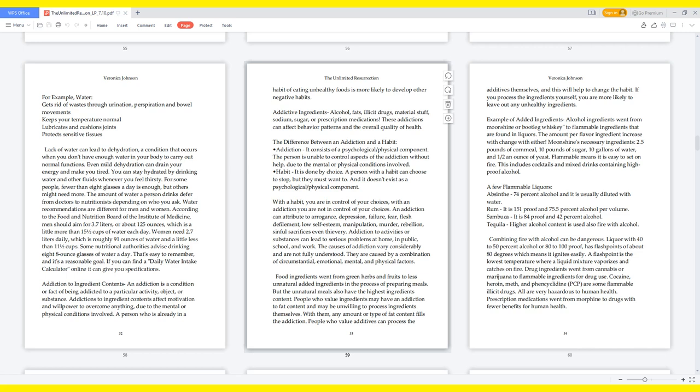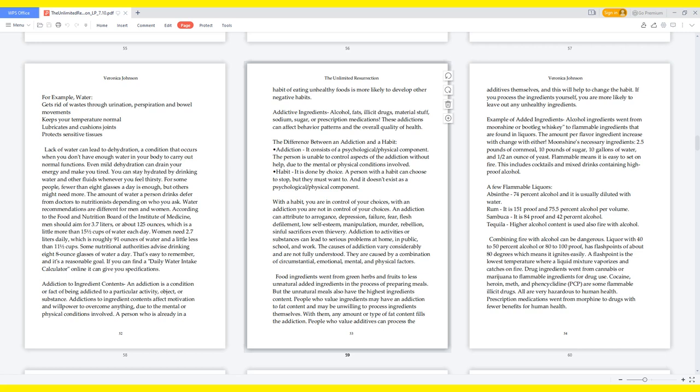This includes cocktails and mixed drinks containing high-proof alcohol. A few flammable liquors: absinthe, 74% alcohol, and it is usually diluted with water. Rum, it is 151 proof and 75.5% alcohol per volume. Sambuca, it is 84 proof and 42% alcohol. Tequila, higher alcohol content is used, also fire with alcohol.